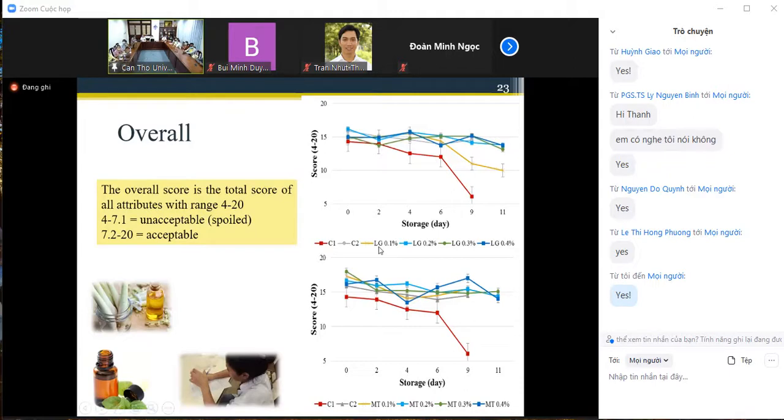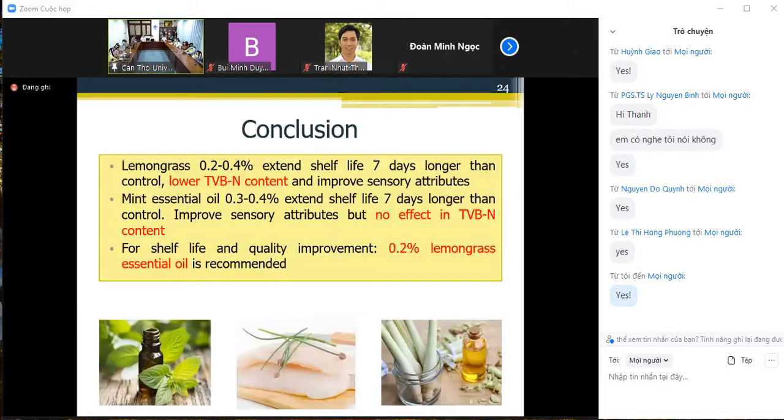And in conclusion, lemongrass at 0.2 until 0.4% is able to extend the shelf life 7 days longer than control, and is able to lower the TVBN content and improve the sensory attributes. Meanwhile, mint essential oil at 0.3 until 0.4% extends the shelf life 7 days longer than control. It also improves the sensory attributes, but has no effect on TVBN content. And for shelf life and quality improvement, for efficiency, it is good to apply 0.2% lemongrass essential oil.